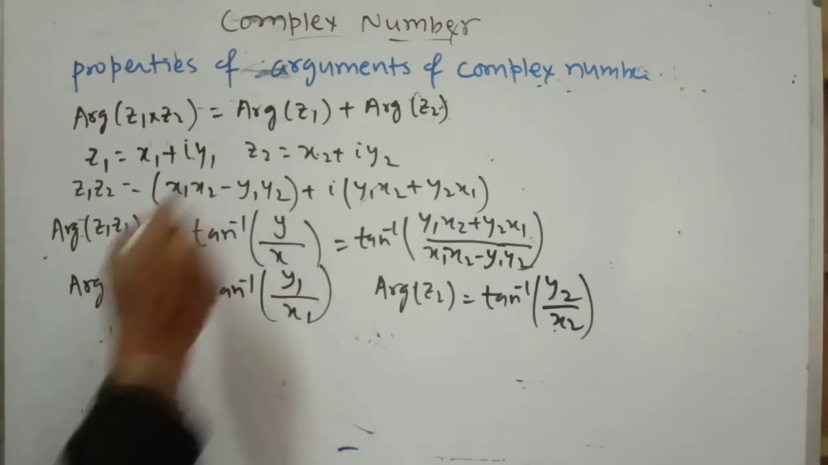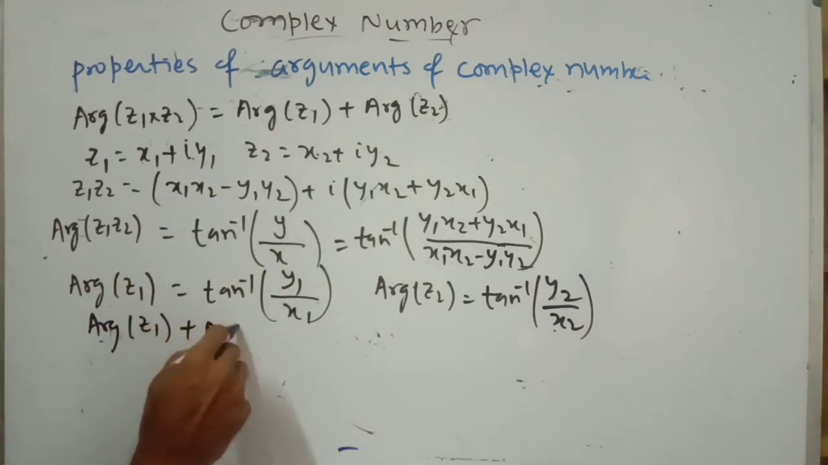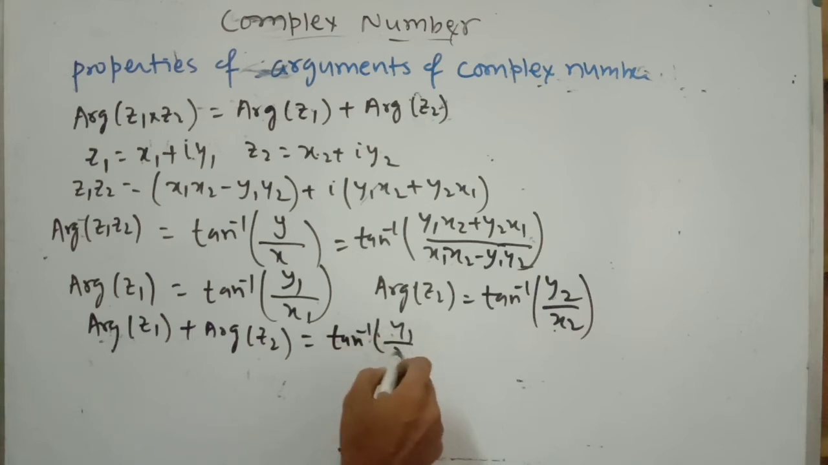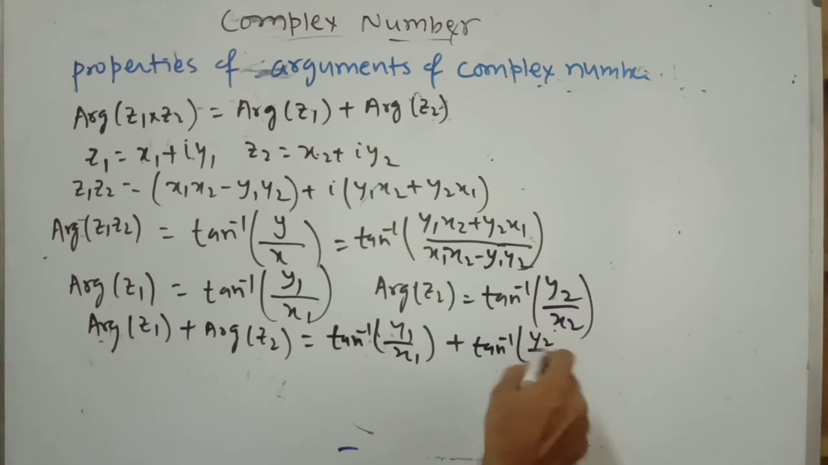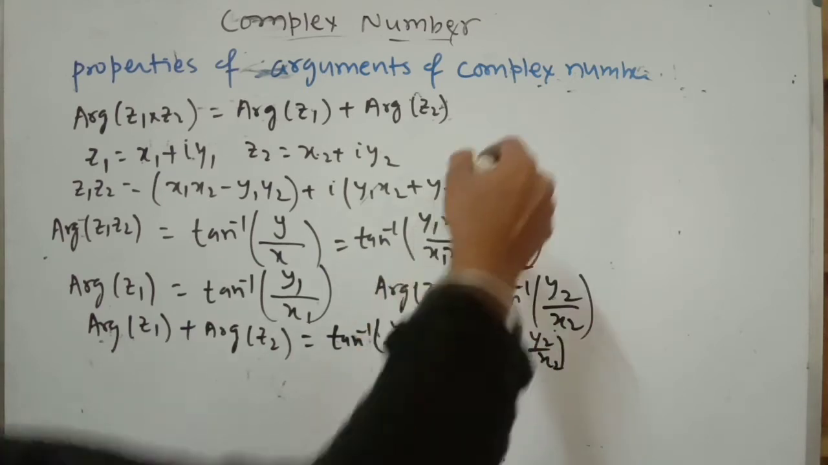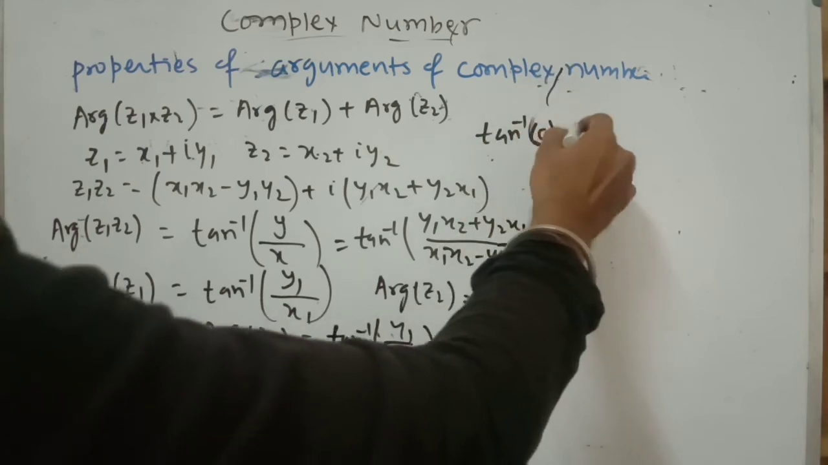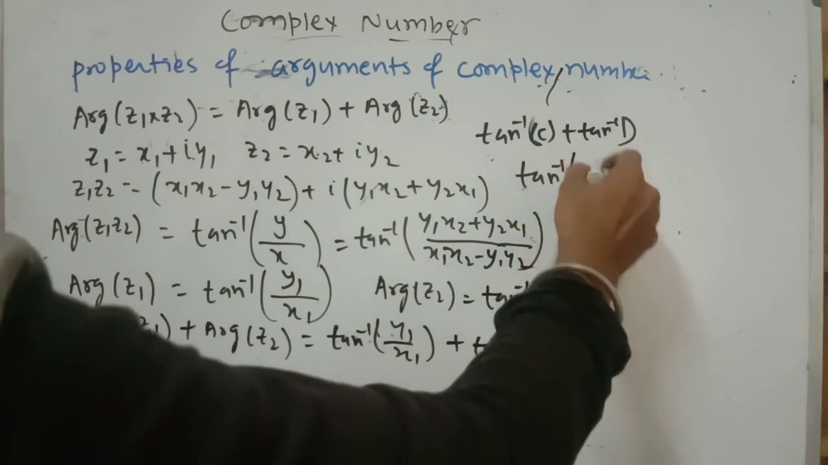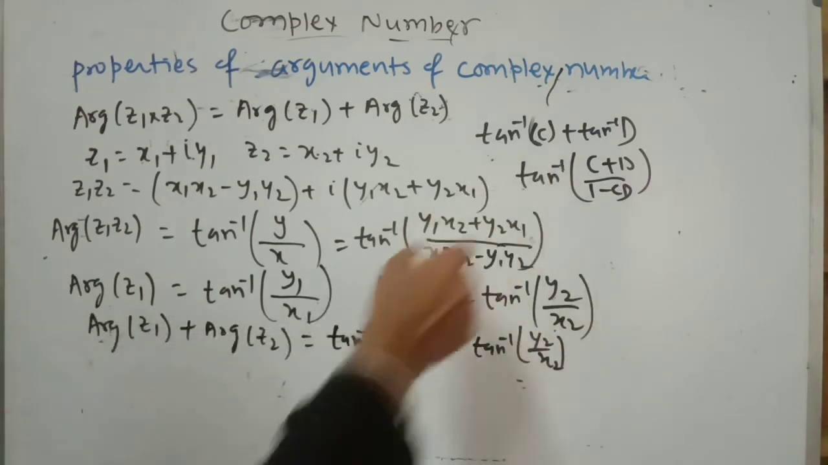Now on the right side, argument of z1 plus argument of z2. You can write tan inverse y1 by x1 plus tan inverse y2 by x2. We know that tan inverse C plus tan inverse D equals tan inverse of C plus D divided by 1 minus CD. So apply this here.